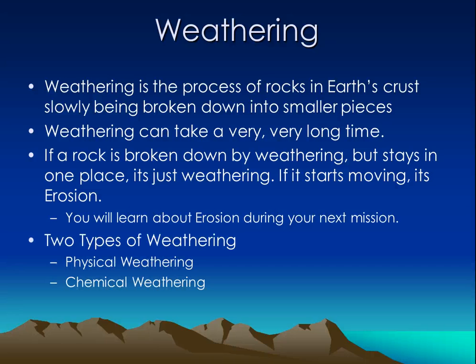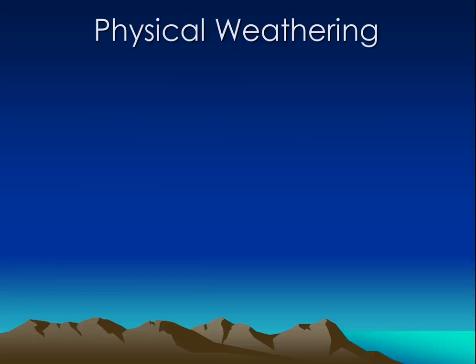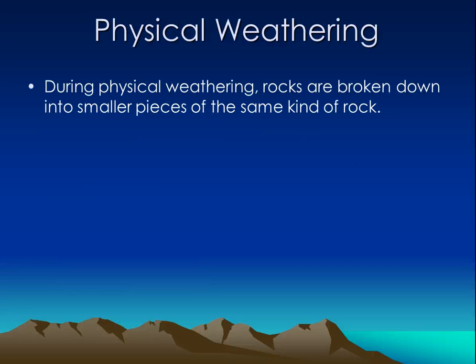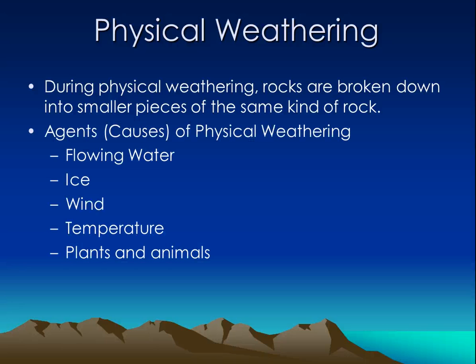And there are two types of weathering: physical weathering and chemical weathering. Physical weathering is when rocks are broken down into smaller pieces of the same kind of rock. There are 5 different agents or causes of physical weathering: water, ice, wind, temperature, plants, and animals. The video did a very good job of showing us those different causes of weathering.